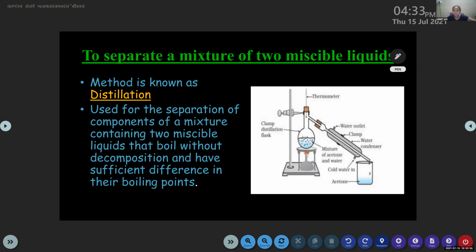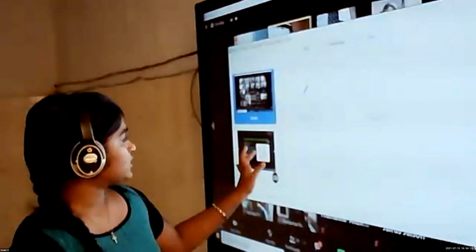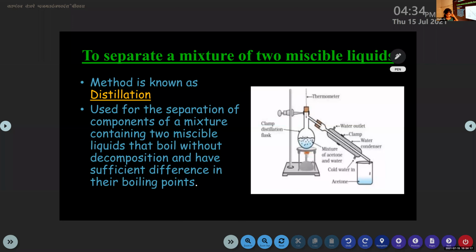Yes, right? Okay. Then continue. Heat the mixture slowly, keeping a close watch on the thermometer. No need to write this now, okay? Just observe the figure, that's enough. We are going to start this heating process and observe this thermometer clearly, okay? Continue.